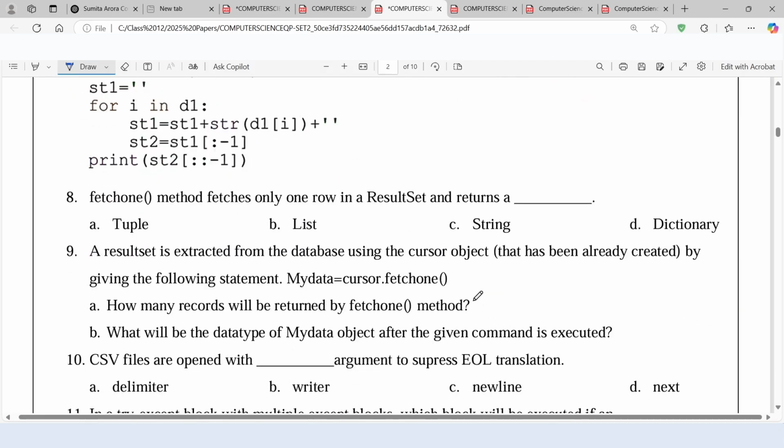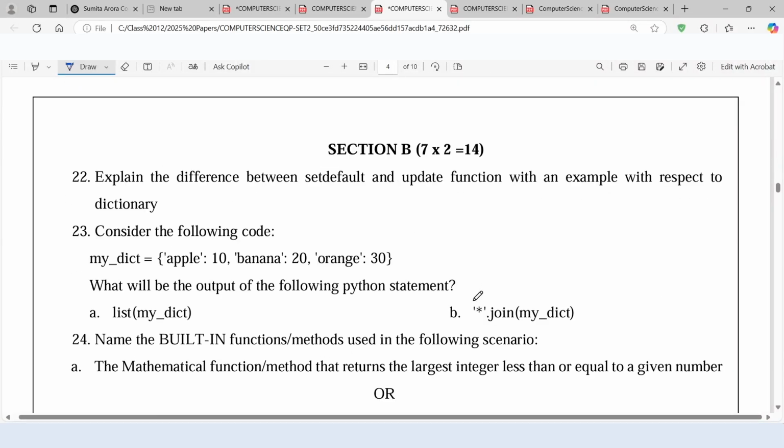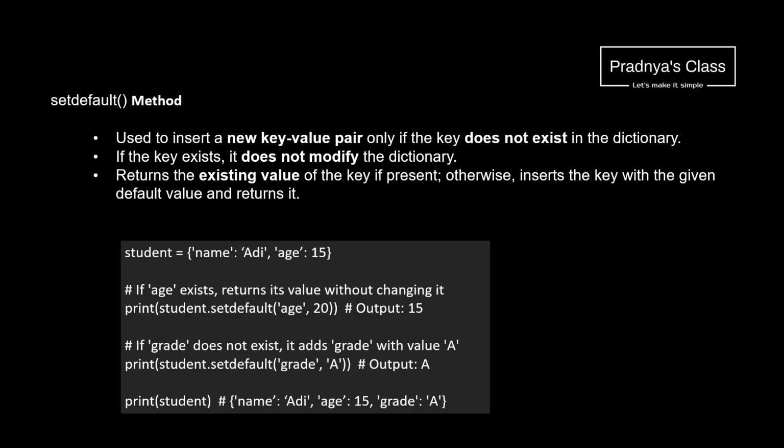Let's scroll down and check whether we have some more questions based on dictionary. Alright, we got one more question. It is a theory question. We need to tell the difference between setDefault and the update function with the help of an example. Hope you are familiar with both the methods. If not, let's check out the answer.